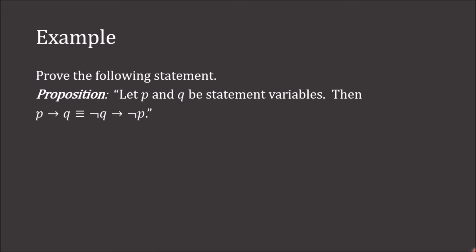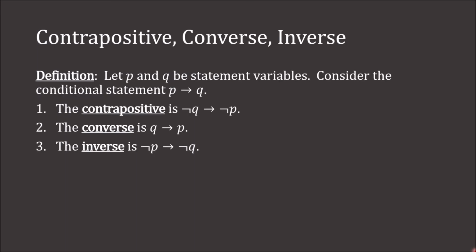We will now prove the following proposition. Let P and Q be statement variables, then P implies Q is logically equivalent to not Q implies not P. Notice that what we're going to do here is show that a conditional statement is logically equivalent to its contrapositive. And this will be useful later in the course when we begin to study techniques of proving.